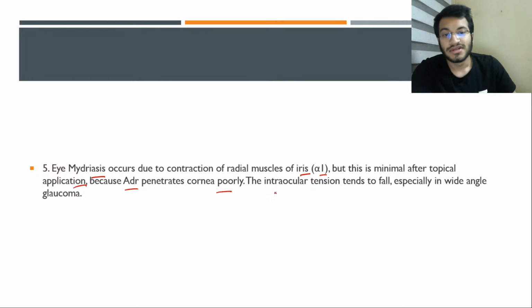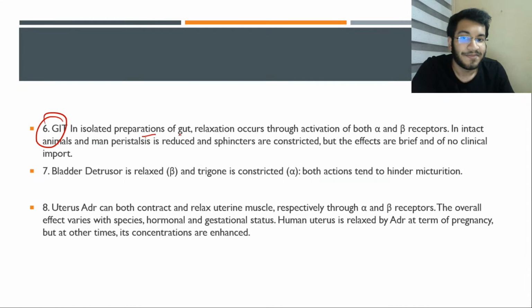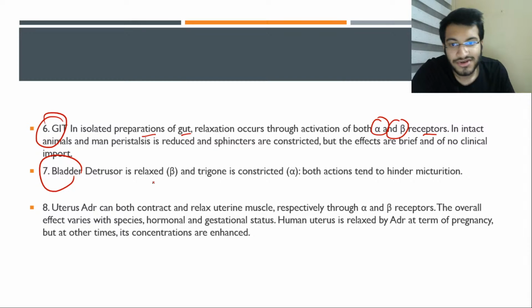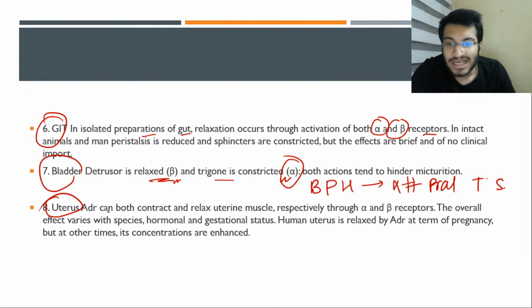The intraocular tension tends to fall, especially in wide angle glaucoma. And in the GIT, in isolated preparations, relaxation occurs through activation of alpha and beta receptors. In the bladder, the detrusor is relaxed and the trigone is constricted due to alpha. So the patient having benign prostatic hypertrophy, we will give an alpha blocker like prazosin, tamsulosin or silodosin.